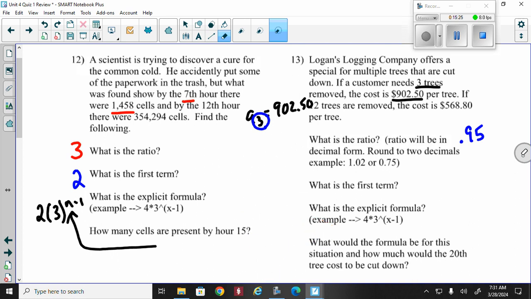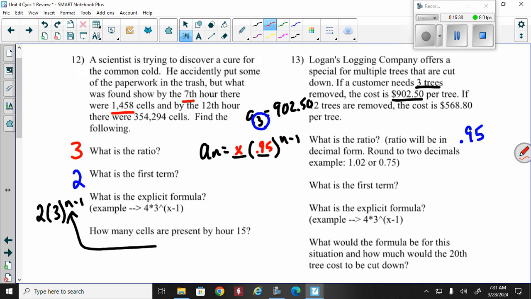I'm going to use the third term, and once we find our r, everything else pretty much is just like the last question. Something, parentheses, something to the n minus one. We know that our r is now 0.95. We're looking for x. We're going to take 902.5, plug it there. Take 3, plug it there. So 902.5 is equal to x, parentheses 0.95 to the 3 minus 1 power. I'm going to go ahead and do all of this right here.